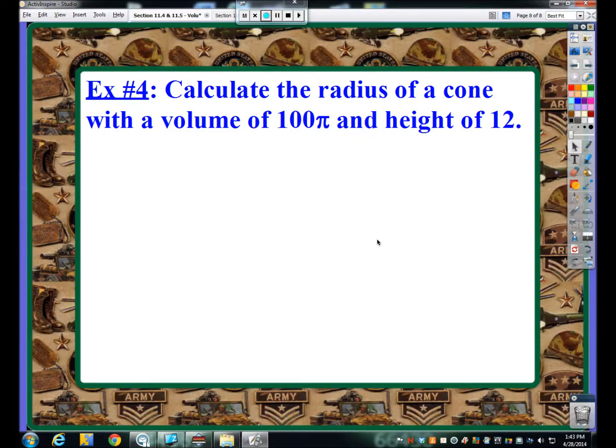And the last problem I'm going to leave for you guys is to calculate the radius of a cone when you already know the volume is 100 pi and you know that it has a height of 12. So your goal again is to calculate how big that radius of the cone must be. And that is all for video number 7.